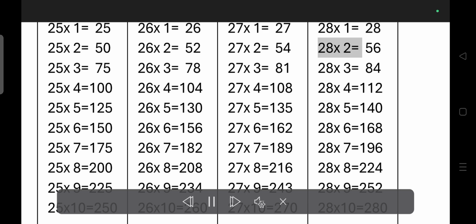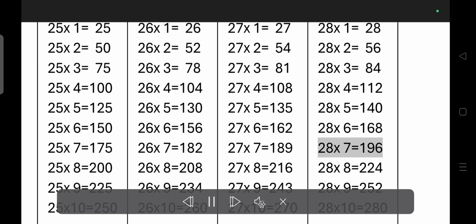28 times 1 is equal to 28. 28 times 2 is equal to 56. 28 times 3 is equal to 84. 28 times 4 is equal to 112. 28 times 5 is equal to 140.